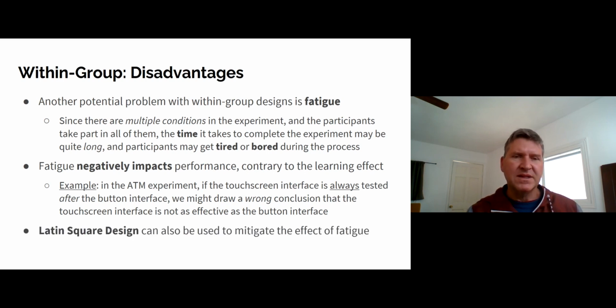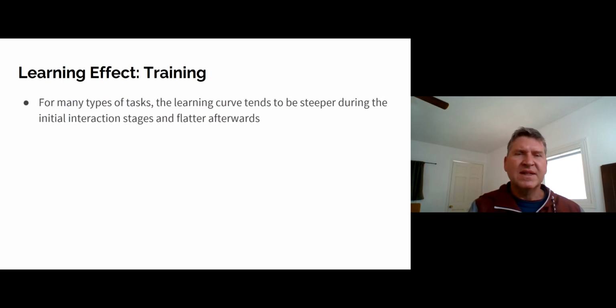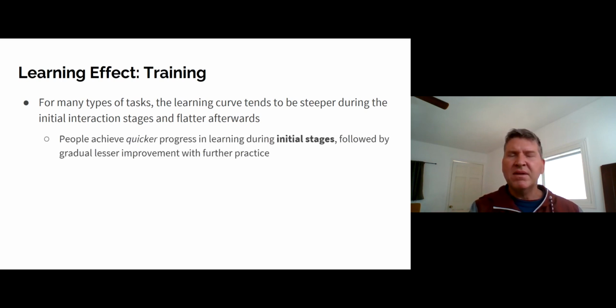Okay, so like I mentioned, the Latin square design can help avoid that because it helps randomize which of the 2 interfaces or the 3 conditions, if we're talking about keyboards, that they're given first, second, and third. So one way to get around the learning effect is training. So many types of tests, not all, but many, the learning curve is steepest when you have the first interaction with a particular task. So think about when you learn how to ride a bike, learn how to drive a car, learned how to do specific HCI related tasks on your own.